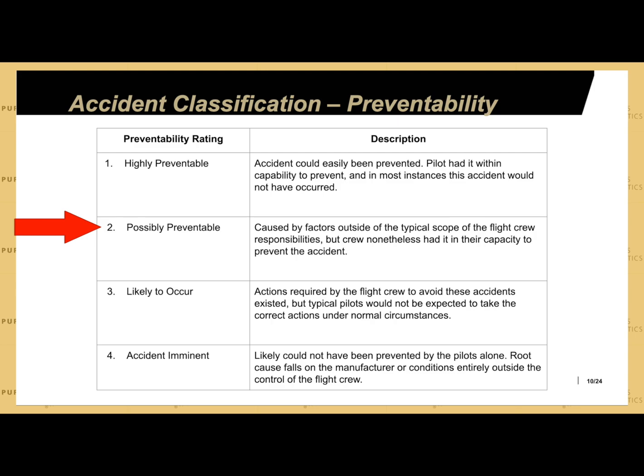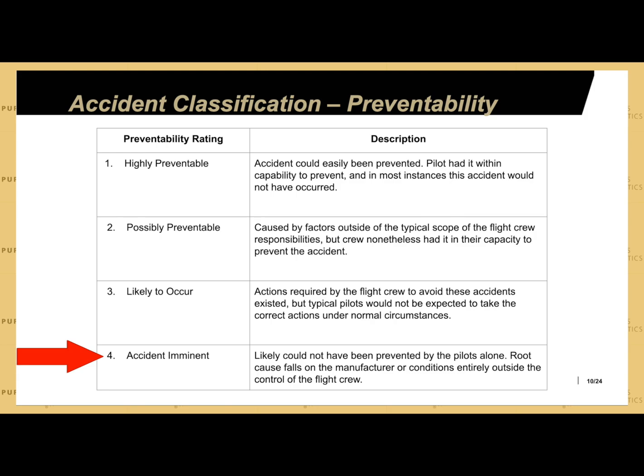Likely to occur is a case where there is at least one way to avoid the accident, but that's not something the pilots were expected to do or received regular training for. Therefore, the possibility of survival is quite low. The final level is accident imminent.